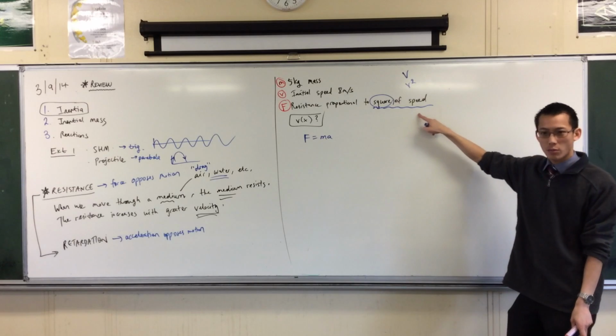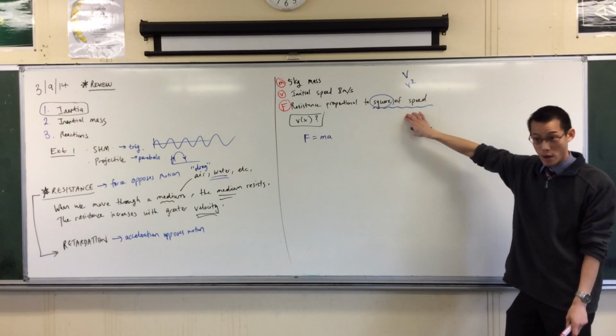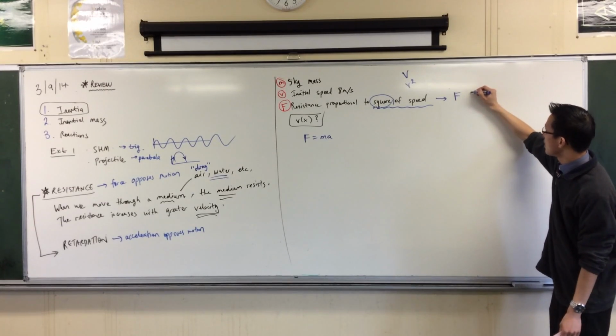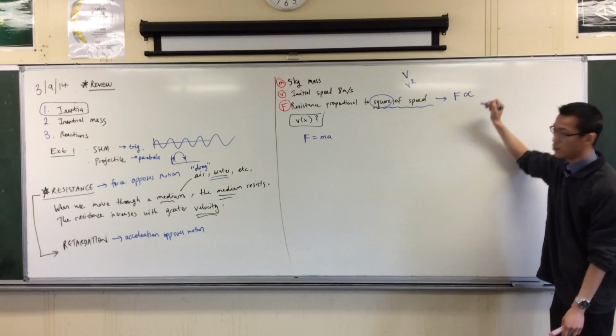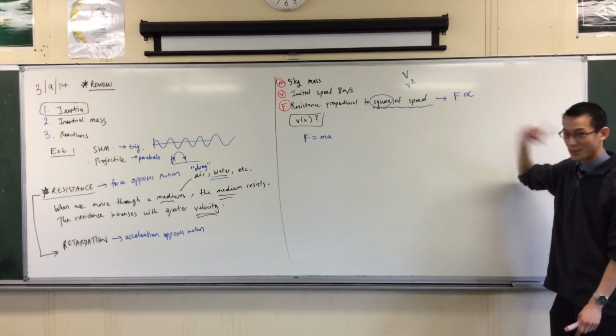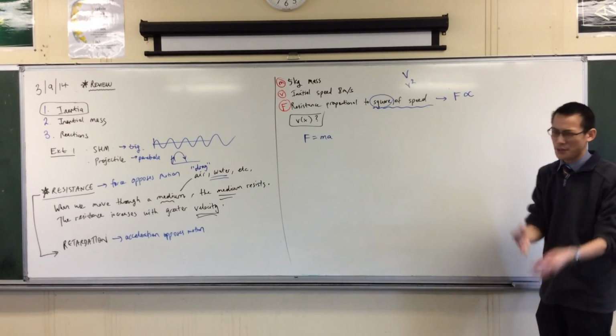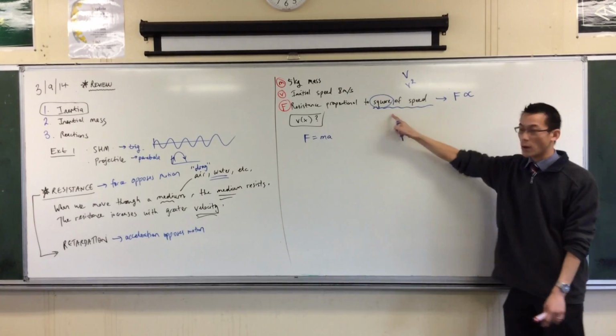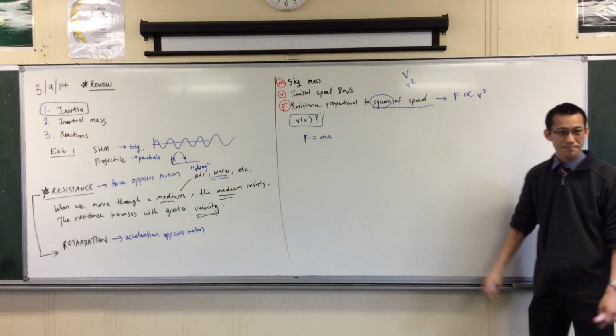Resistance is proportional to the square of the speed. Now let me write this as an equation, okay? The way that I would say this formally is that F is proportional to, it's not an alpha, it looks a lot like an alpha, but it's not. If you write an alpha, no one will complain. But F is proportional to the square of the speed. So that's v squared. Okay.